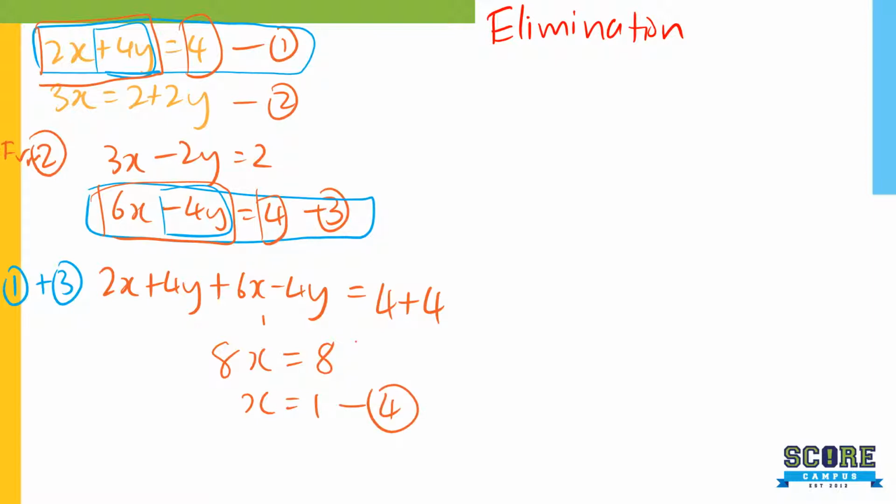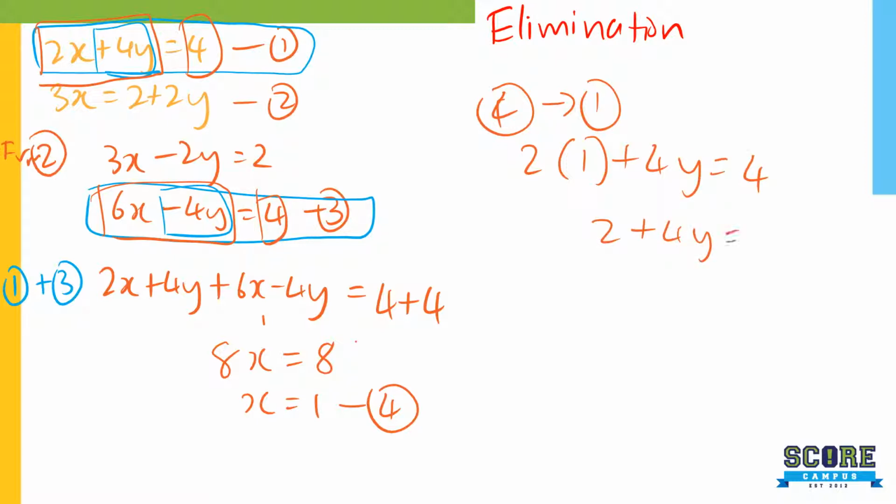Now you do the same thing again. You can sub it into anything you want. Let's just say equation 1: you sub equation 4 into equation 1. 2 times 1 plus 4y equals 4. 2 plus 4y equals 4. 4y equals 2. y equals half.